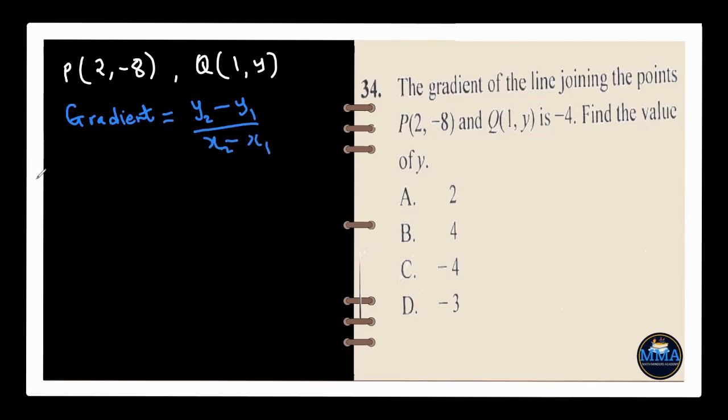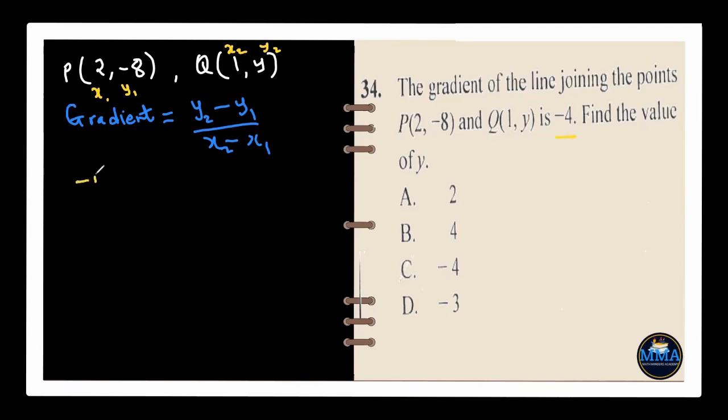So with this now, we need to identify, if we call this x1, this is going to be our y1. Call this x2, this is going to be our y2. So now the gradient is minus 4.